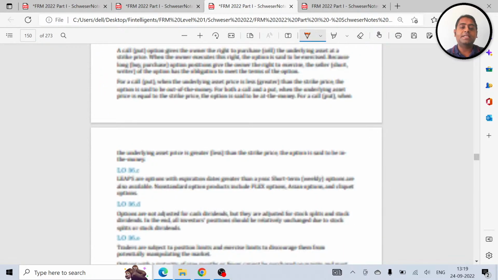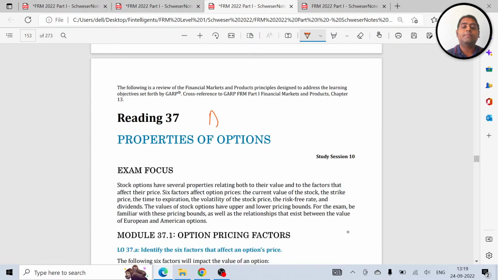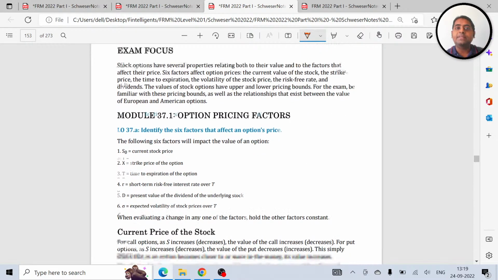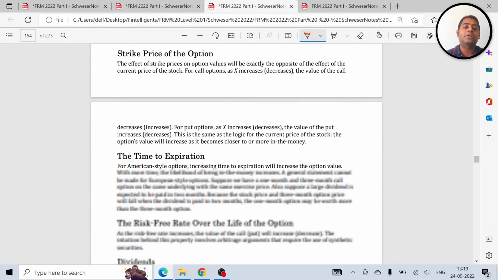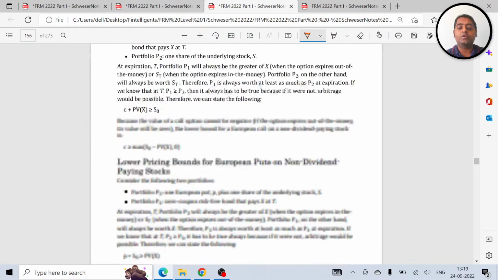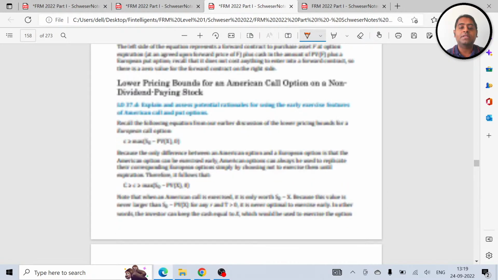Let us move toward the next chapter, which is properties of options. I'm marking this entire chapter as star. Everything in this chapter is important, so don't skip anything. I'm not going to highlight anything in this chapter. Entire chapter you should be confident on. Okay, each and every part you should be confident on. Okay, I'm just moving quickly towards the next chapter.